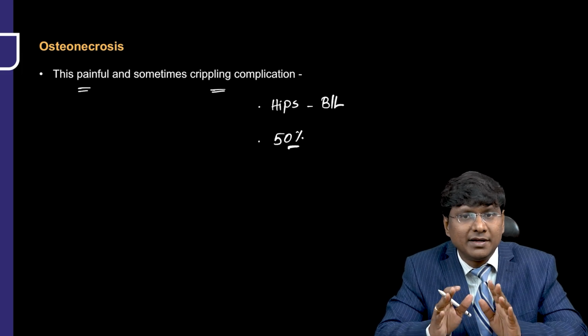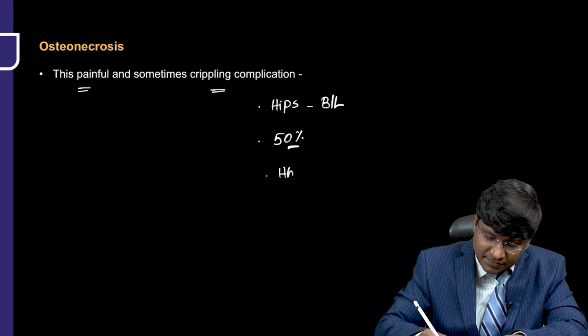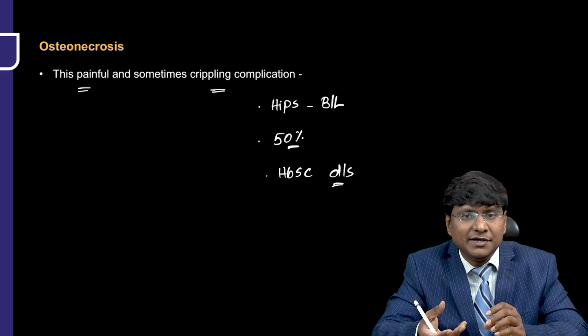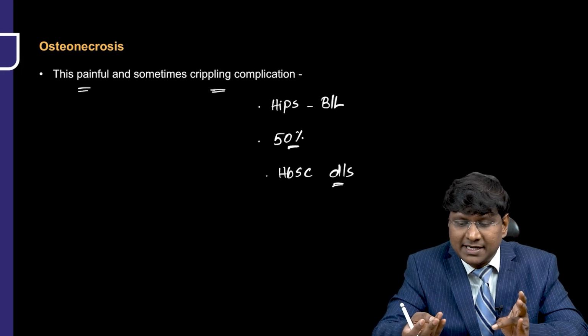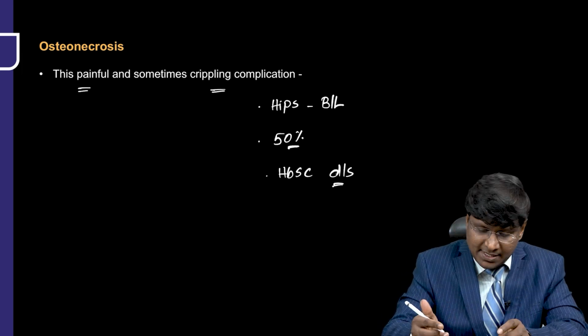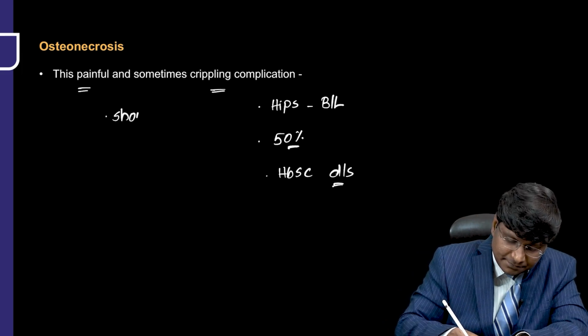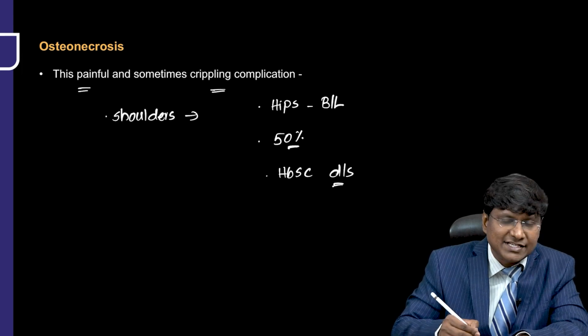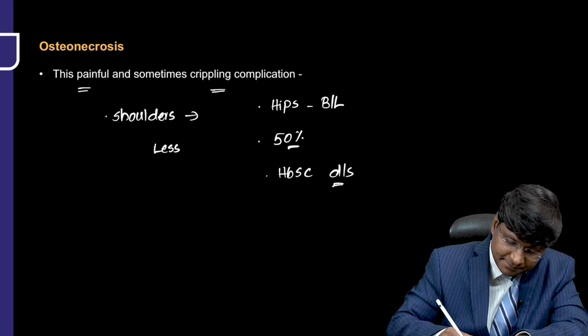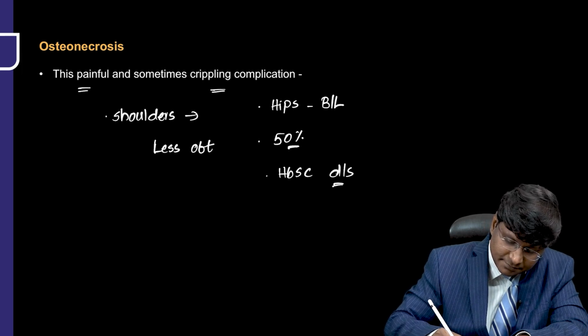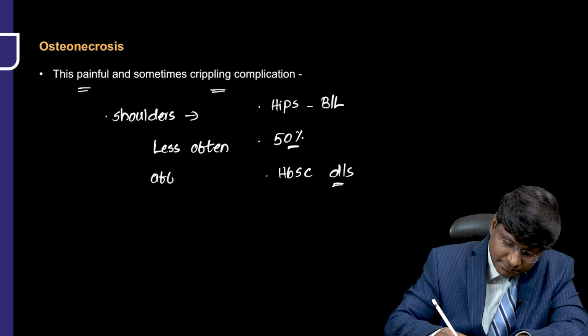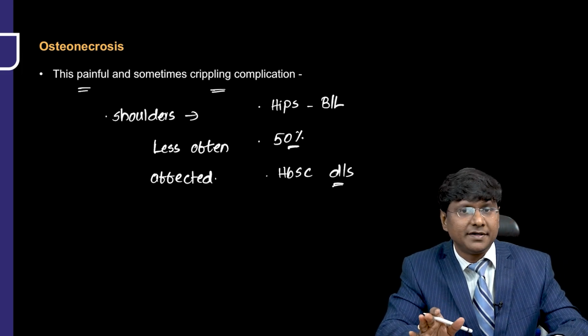It is also common in patients with HbSC disease. And what is this HbSC? The individual has one hemoglobin of sickle type and the other is hemoglobin C. Apart from the hips, the shoulders are less often affected.